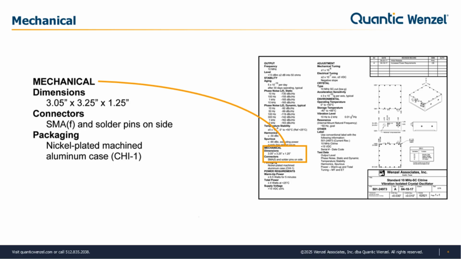Packaging describes the materials comprising the device housing. In our example, the case is a nickel-plated machined aluminum case. The information in the parentheses is an internal manufacturing code.